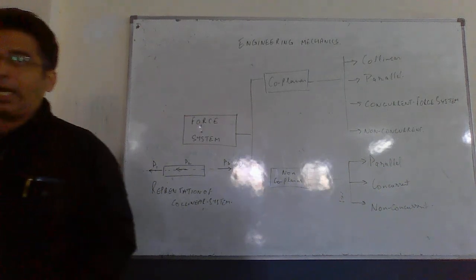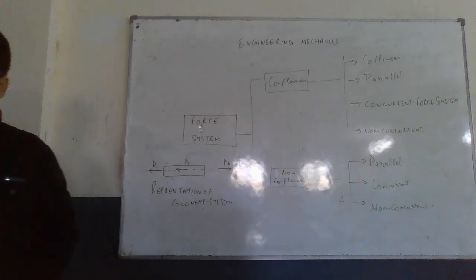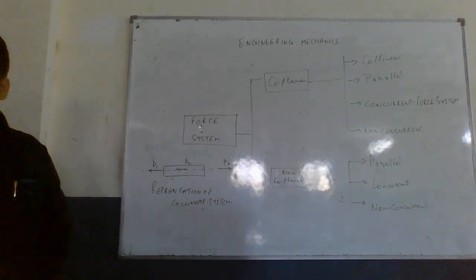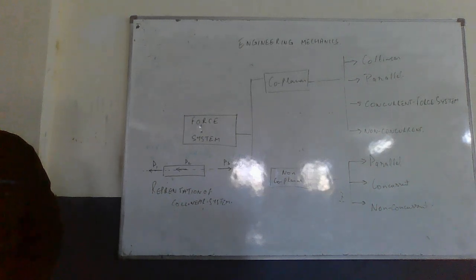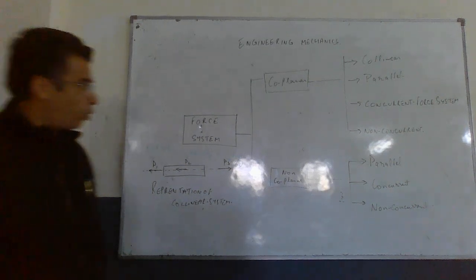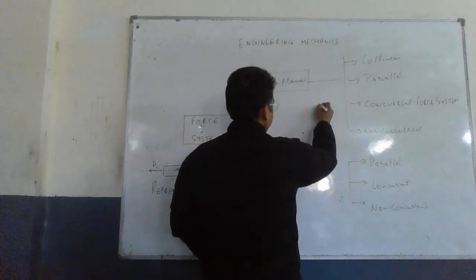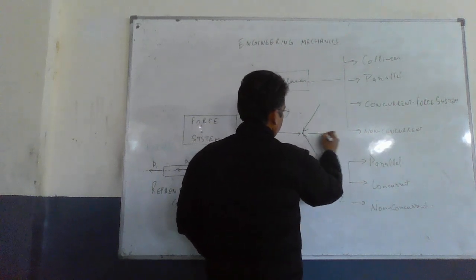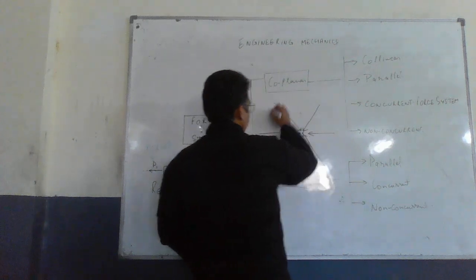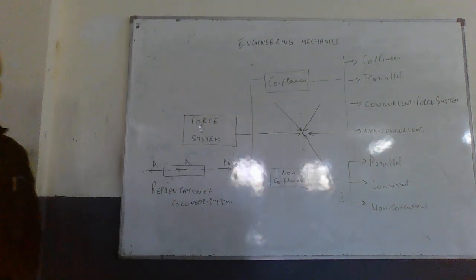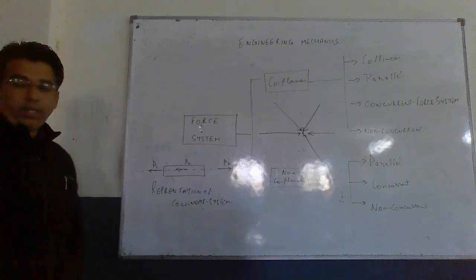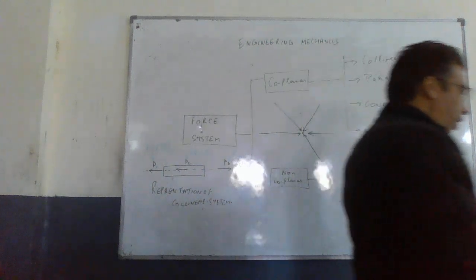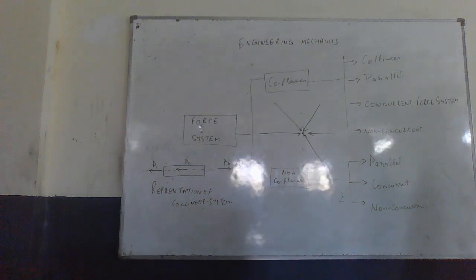The lines of action of all the forces meet at the point of concurrency. Now these concurrent forces may or may not be coplanar. ये भी पॉइंट लिख लो इसके अंदर, may or may not be coplanar.